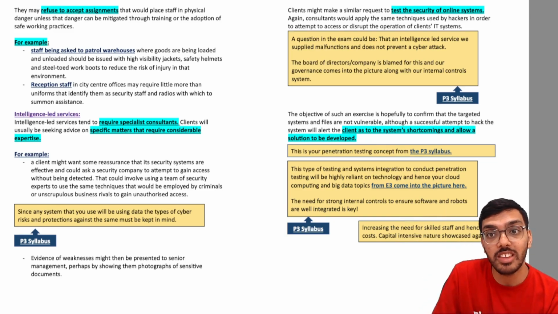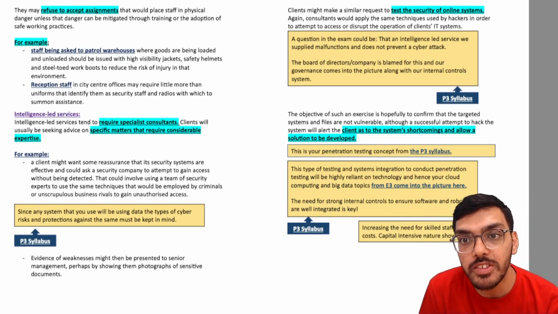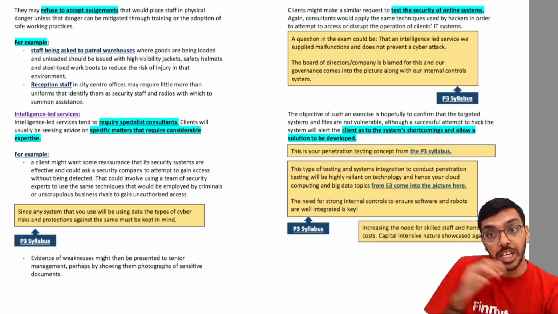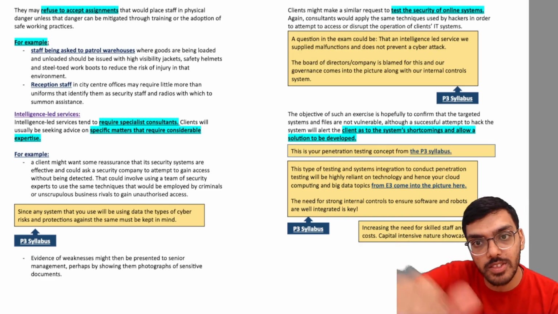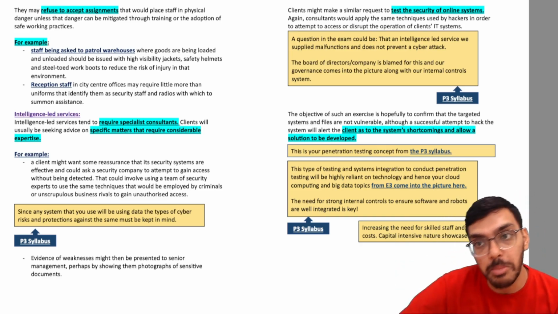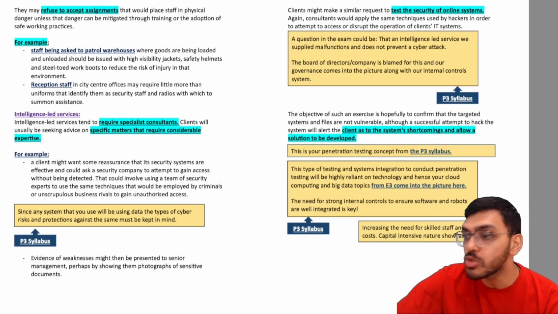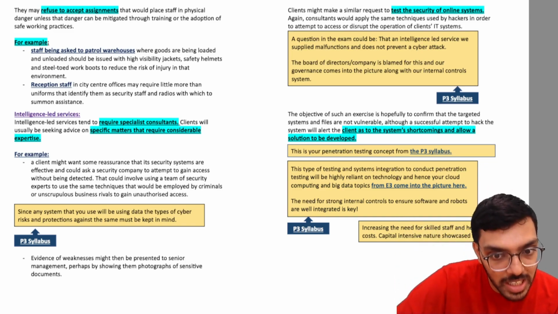The board of directors and the company is blamed for this, Saefwell is blamed for this, and our governance comes into the picture. Our internal controls come into the picture. So your corporate governance can be tested this way. Your internal controls can be tested this way. I'm giving you straightforward exam scenarios which can come up. Naturally, I'm pointing this out.